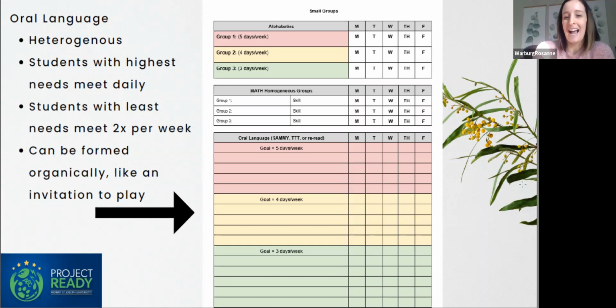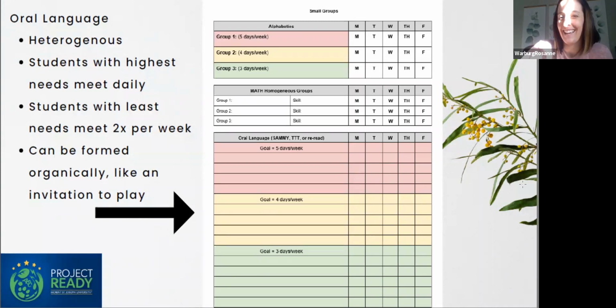Like we said before, it's not harmful. It doesn't hurt them if they come every day, but we really want to make sure we're meeting the needs of our students who are below benchmark, so that we are seeing them every day, giving them lots of oral language practice time.